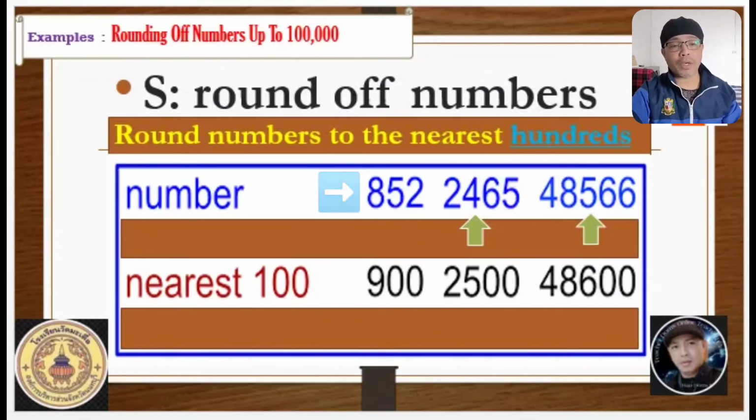Here's another example, we have 48,566. The number that should be rounded is 5, and the number right next to it is 6. 6 is a strong number, so it becomes 48,600.